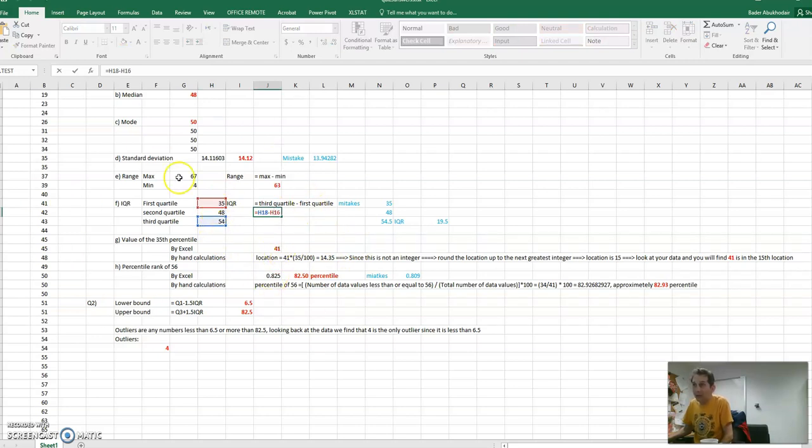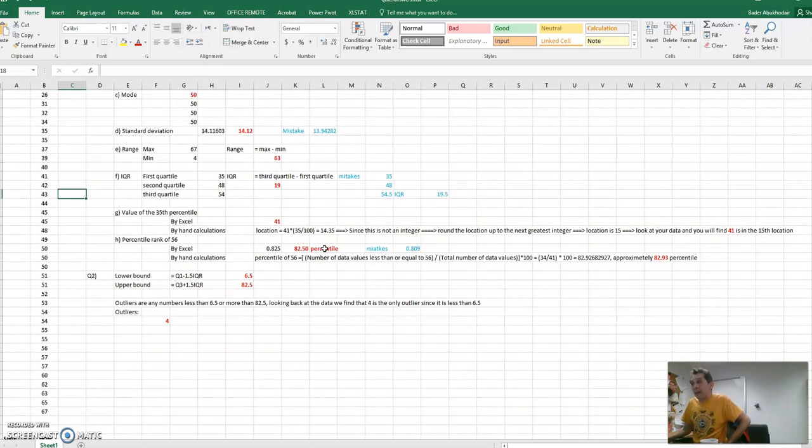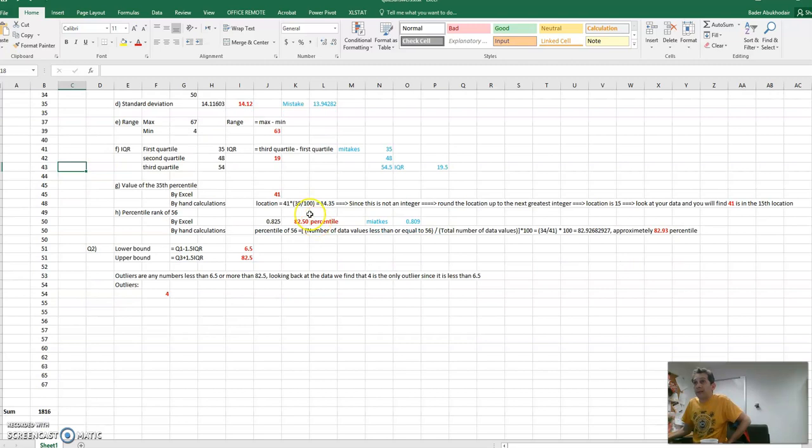Notice that I always refer to cells. I don't like to type numbers. Why? Because if I change my data, for example, instead of 40 I change it to 42, everything is going to change automatically. I don't have to worry about it. Does this make sense? So let's go back to what this data was, which is 40. You always refer to cells; you don't type numbers in Excel. Remember this.